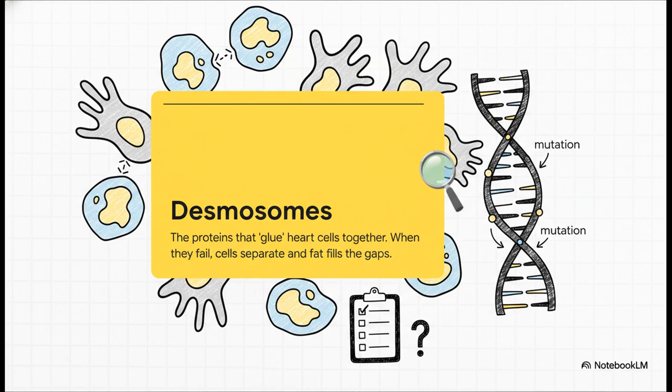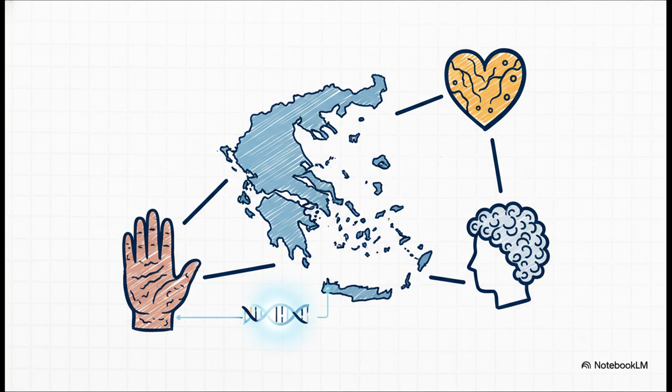So which key mutations should students have locked in for their exams? Well, the most common mutation by far is in the PKP2 gene, which codes for plakophilin 2. But for the really tough advanced questions, you have to know Naxos disease. This is an autosomal recessive form that's caused by a mutation in the plakoglobin gene.